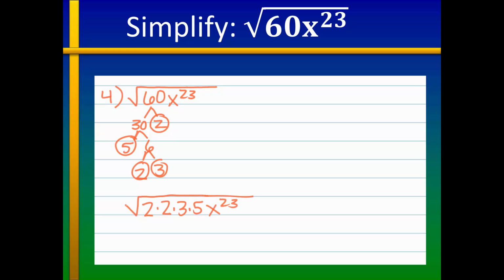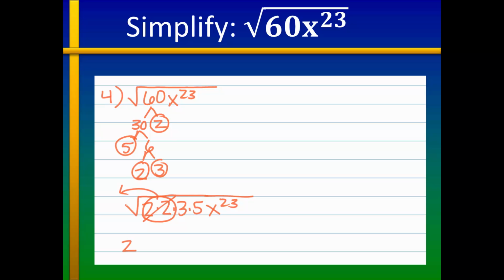So from here, what I'm going to do is look for the twins, and what I've got for twins, because our index is 2, is a set of 2's, and only one of those gets to come out, so we keep the 2, but now we're done with that. Now, in terms of the 3 and 5, neither one of those are twins, so we're not going to take either one of those out. They're going to stay inside.